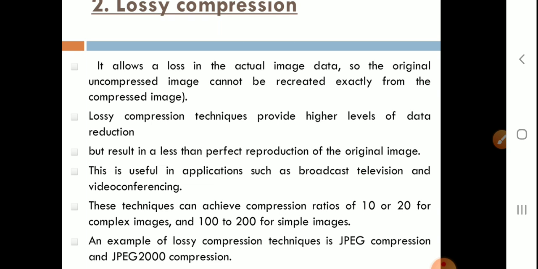So the lossy compression technique provides a higher level of data reduction but results in a less than perfect reproduction of the original image. Clear? This is useful in applications such as broadcast television and video conferencing. These techniques can achieve a compression ratio of 10 or 20 for complex images and 100 to 200 for simple images. Examples of lossy compression are JPEG compression and JPEG 2000 compression.